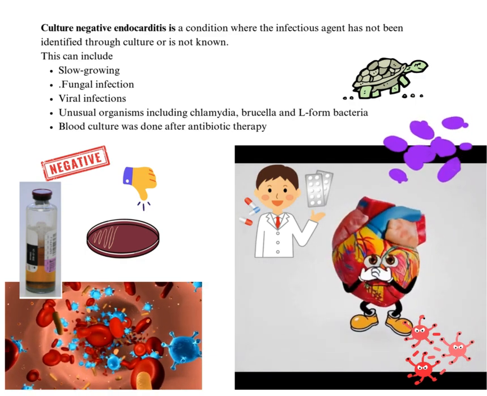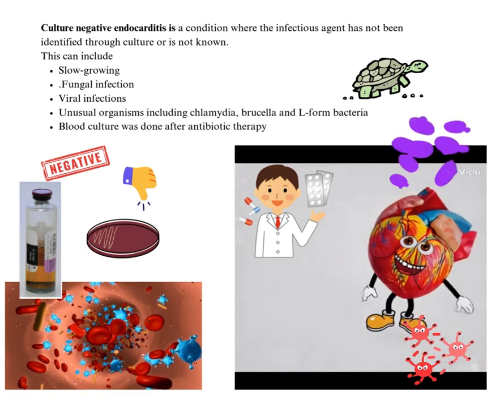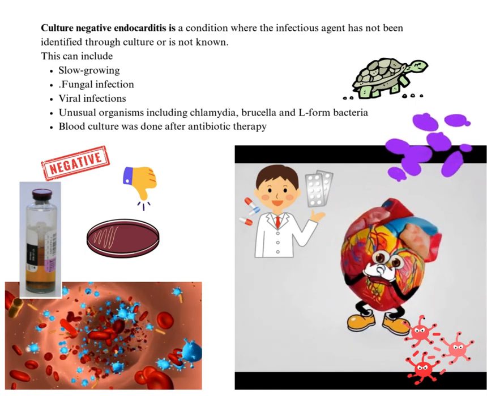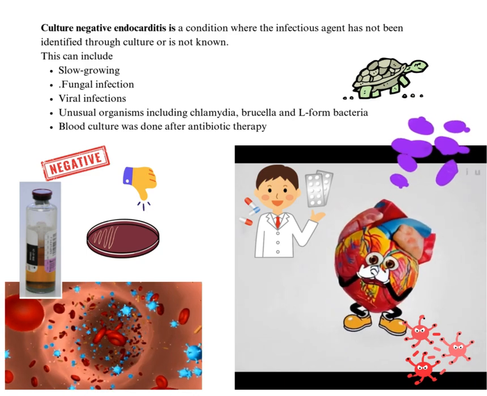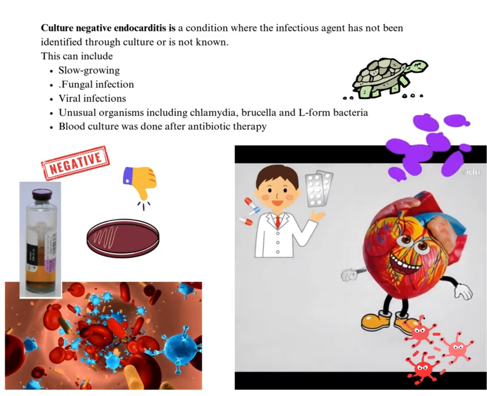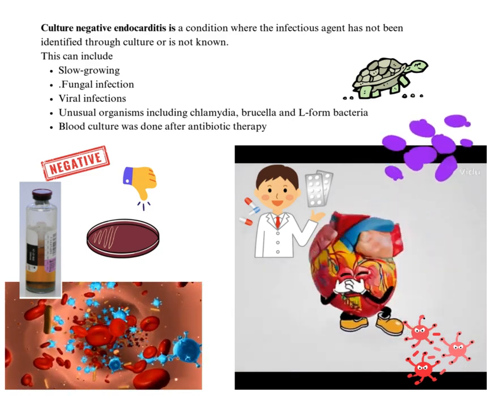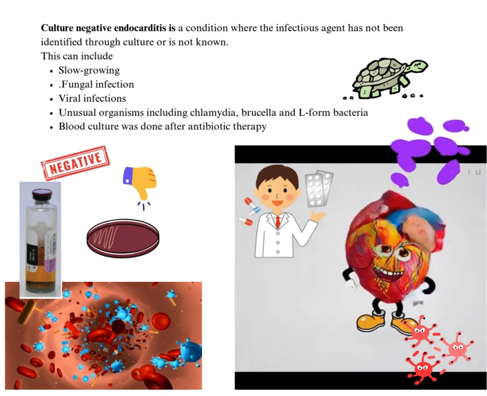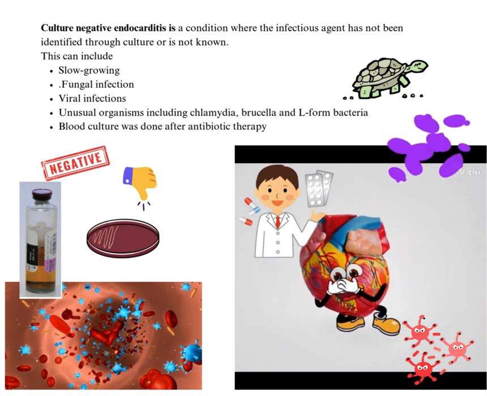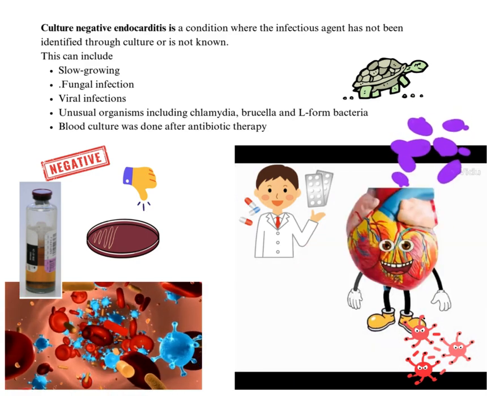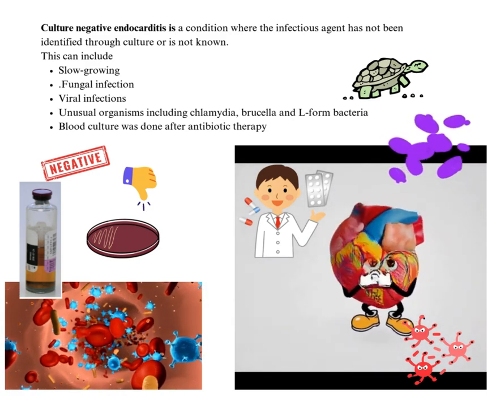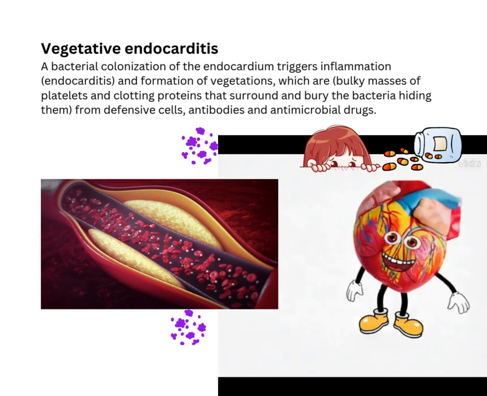Culture-negative endocarditis is a condition where the infectious agent has not been identified through culture or is not known. This can include slow-growing fungal infections, viral infections, and unusual organisms including Chlamydia, Brucella, and L-form bacteria. Blood culture may have been done after antibiotic therapy.